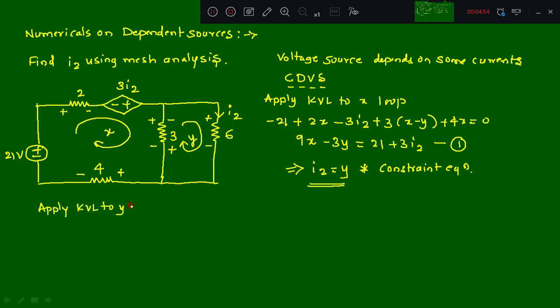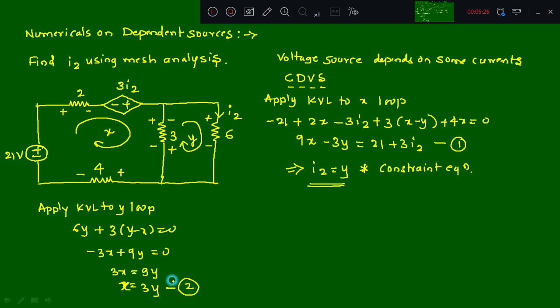Now apply KVL to the Y loop. Now tell me the equation. Start from this point. It is 6y plus 3, which is shared between y and x, so y minus x, is equal to 0. Total, minus 3x plus 9y is equal to 0, or else 3x equals 9y. Therefore x equals 3y. Call that equation 2.